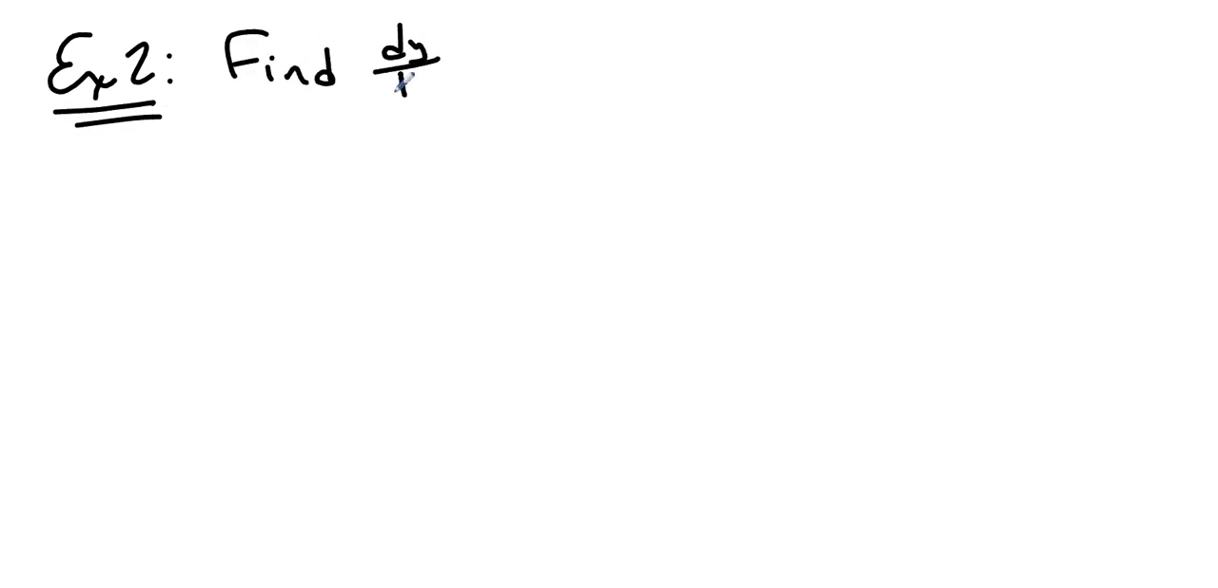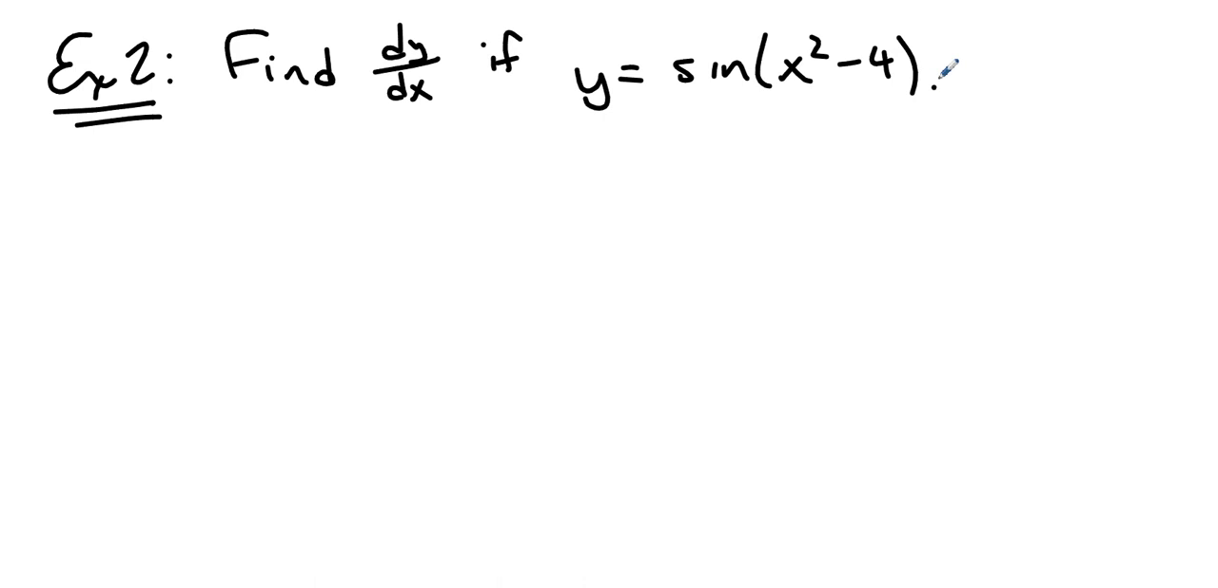Find dy/dx if y is the sine of x squared minus 4. So we ask ourselves, what's the outside function? What's the inside function? How do I know what the outside function is?